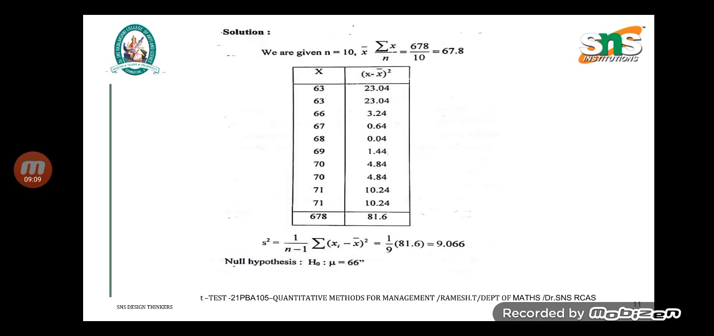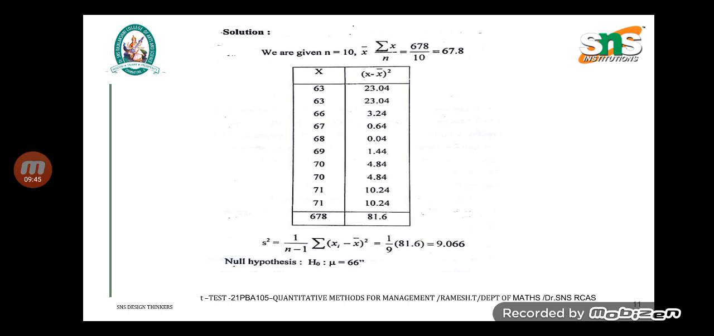So as usual, we take the number of data as 10. The average value is 67.8. So subtract 67.8 from each data, and its square value we calculated is 23.04. 63 minus 67.8, the whole square value, is 23.04. Likewise, we get 71 minus 67.8, the whole square value, is 10.24. And finally, the sum of the values is 81.6. Then the S square we calculated is 9.066.